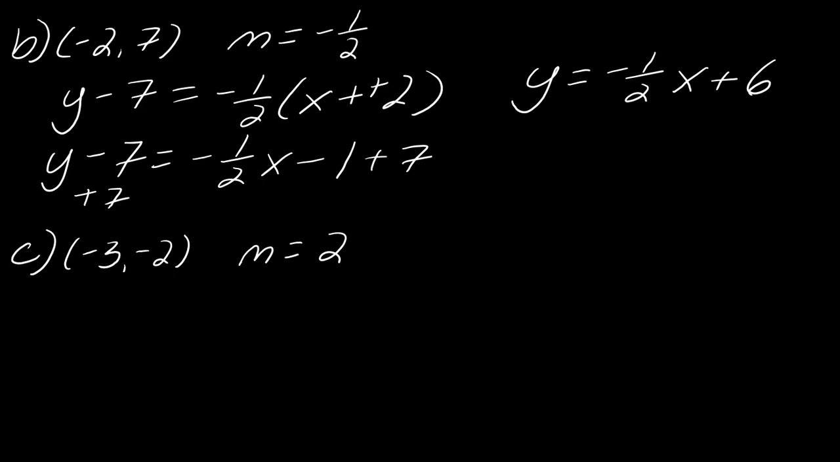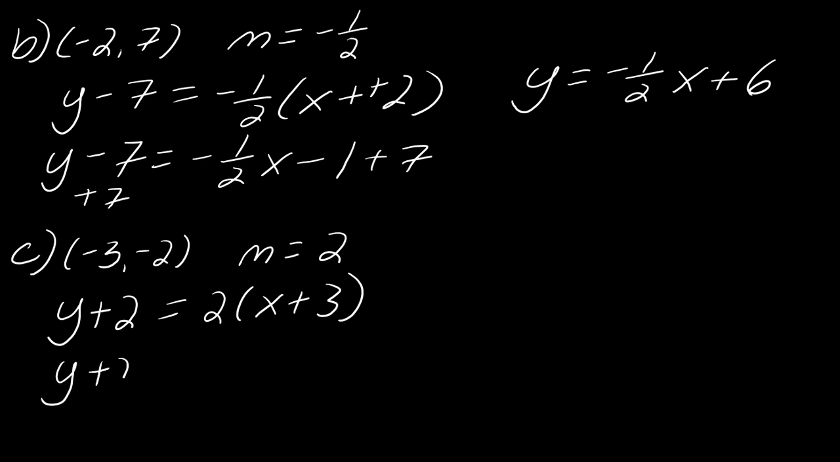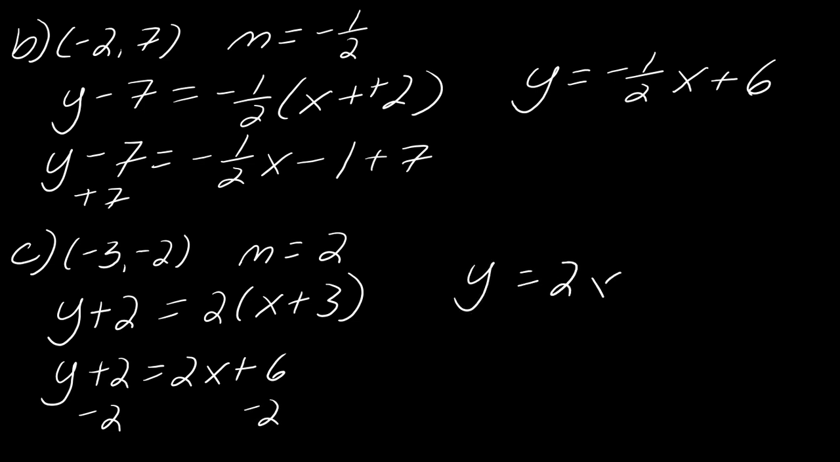Okay, so moving on to C now. I've got the point -3, -2, and m equals 2. So y minus -2 is going to turn into y plus 2. And then my slope was 2. And then x minus -3 will become x plus 3. So there's everything entered in. Now I'm going to go ahead and distribute that 2 to get 2x plus 6. And then I can subtract off the 2 to get y equals 2x plus 4.